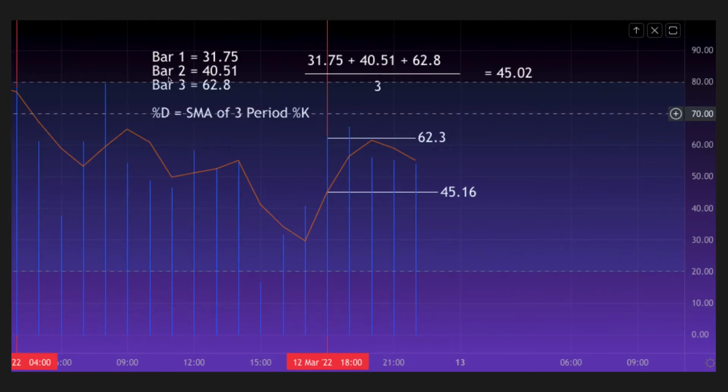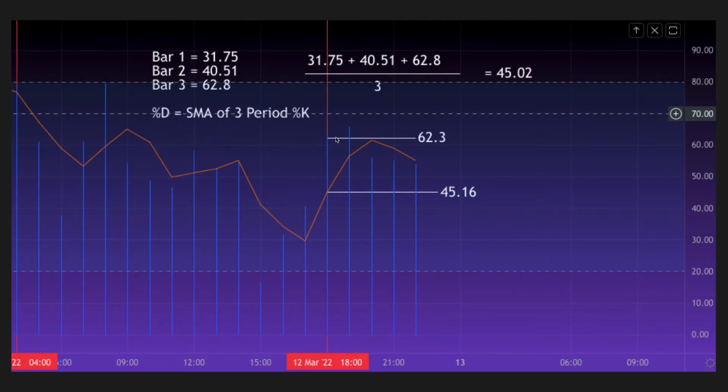So bar 1, right down here, I guess we're going to use this. Okay, so this is bar 1, bar 2, bar 3. Bar 1, 31, bar 2, 40, bar 3, 62. So we're going to average that out and we get 45.02.